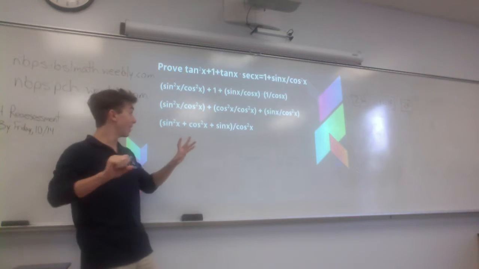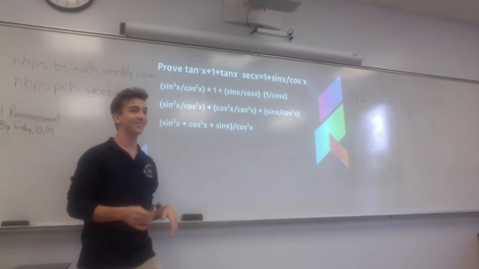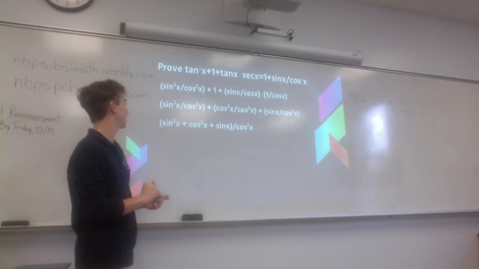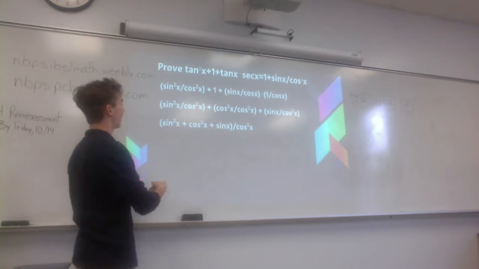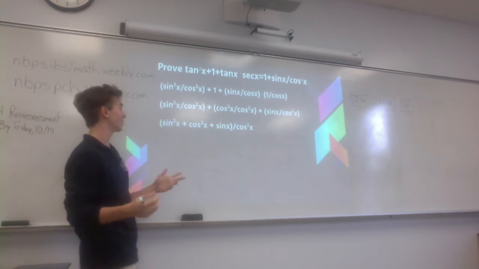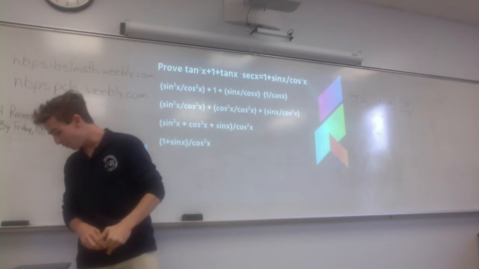So now does anybody have any idea what we can do to simplify this? Anybody see any Pythagorean identities? Ooh, I do. Could cosine squared be 1 minus sine squared? Or you could have the other one, sine squared x plus cosine squared x equals 1. Oh, you're right. So we could just have 1 plus sine x over cosine squared x.